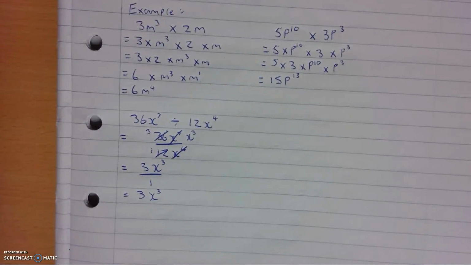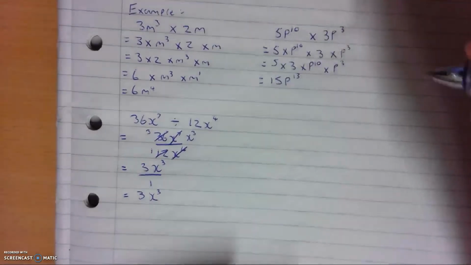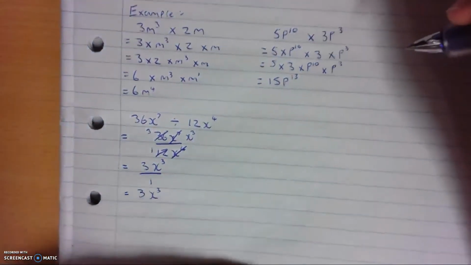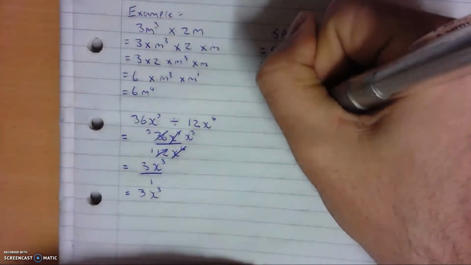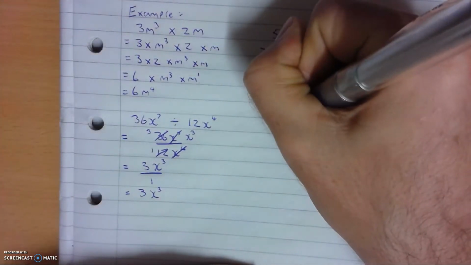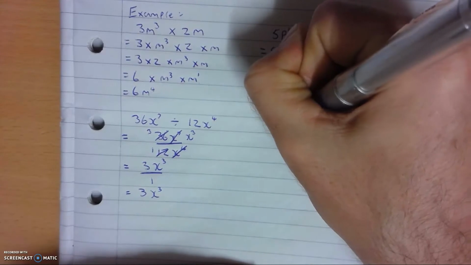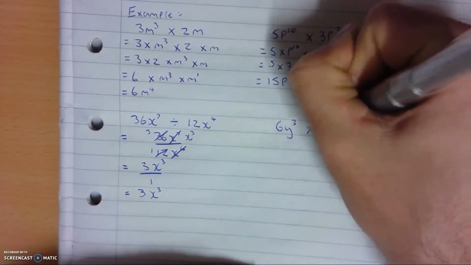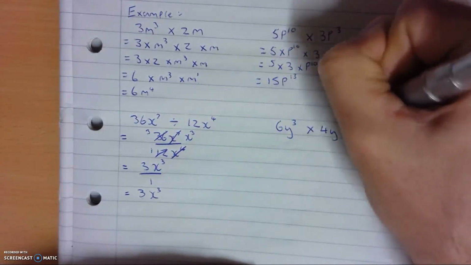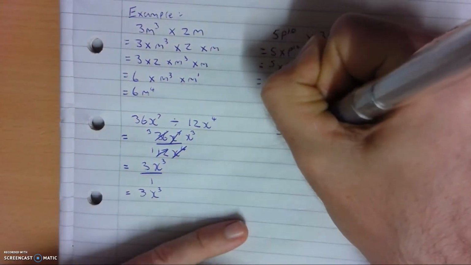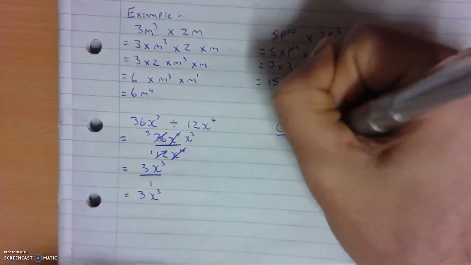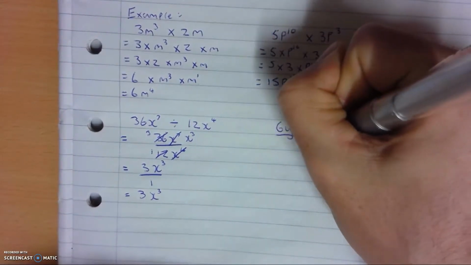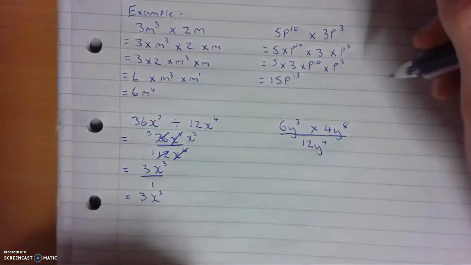All right, we will do one last one, I think, which will be a little bit different because we'll have to use both multiplication and division. So we'll do 6y to the power of 3 times 4y to the power of 8 all over 12y to the power of 4.